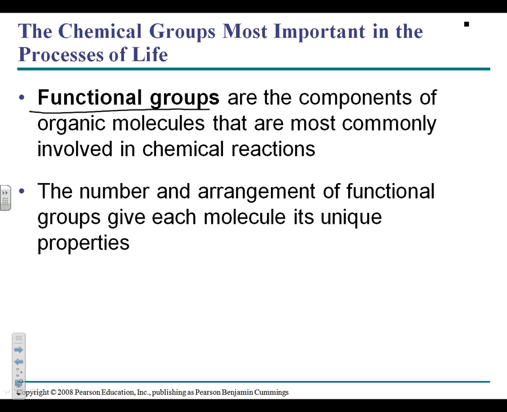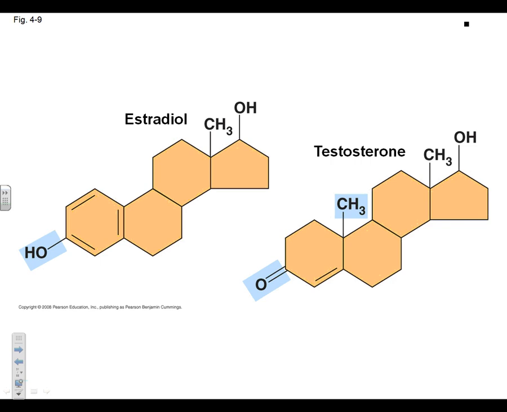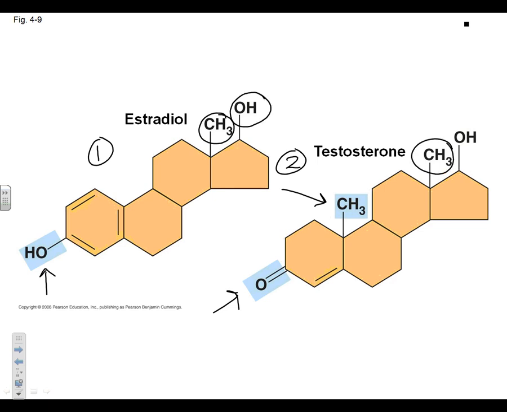So I'm going to underline functional groups, which give a molecule its unique properties. Functional group here, functional group here, functional group there. These two molecules look essentially the same. We've got CH3 here, CH3 there, OH there, OH there. But off onto this ring, we have a hydrogen and oxygen on this end, and we have a double bonded oxygen here. This functional group gives that particular compound its unique characteristic, for instance, estradiol and testosterone.